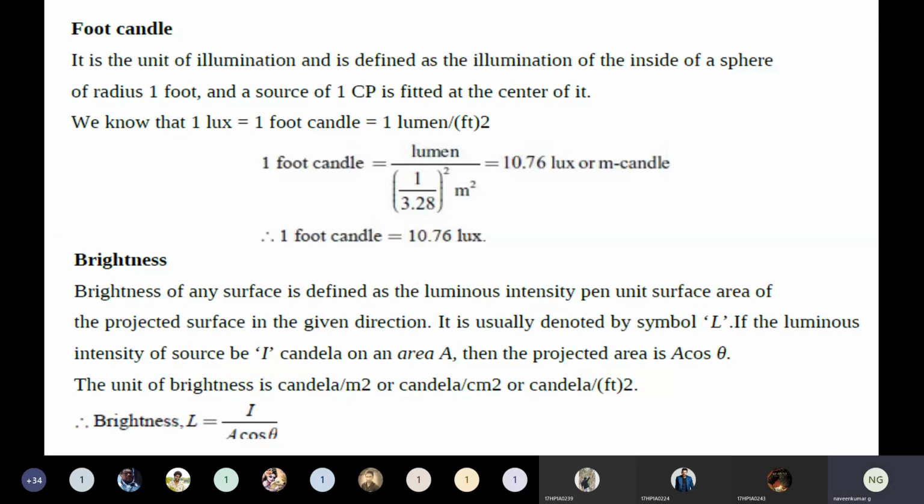It is defined in terms of candela per meter square or candela per centimeter square or candela per feet square. However, you are defining the area in terms of centimeters or meters or feet.